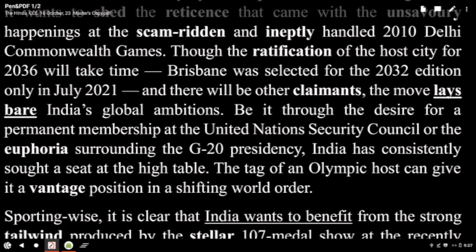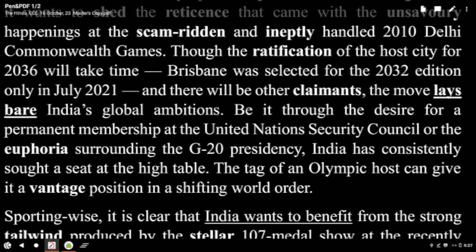Though the ratification of the host city for 2036 will take time, they cannot decide immediately. It will take time. So underline the word though. Though the ratification, the approval, of the host city for 2036 will take time, Brisbane was selected for the 2032 edition. The Olympics are conducted once in how many years? Four years. So it talks about 32 before 36.